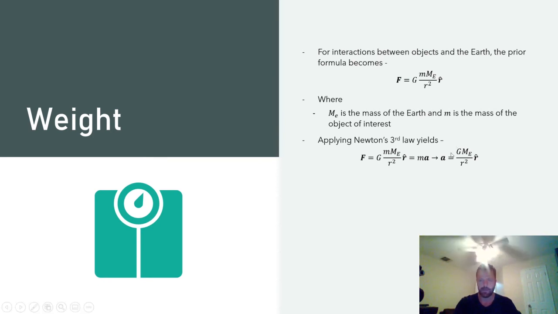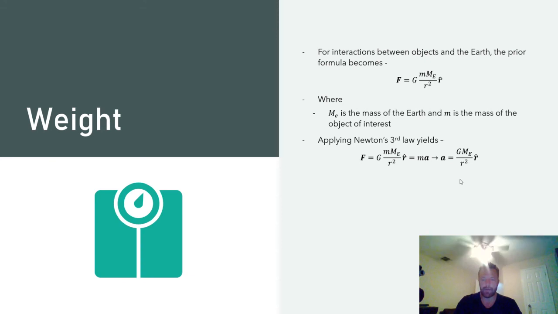Now let's look at this formula here. We said that G is a very, very small constant, but ME, the mass of the Earth, is going to be very, very large. So when we multiply those two together, the small proportionality constant effect will go away. And that's why we can actually observe the force or the acceleration associated with being in proximity to the Earth for the case of a large planet.